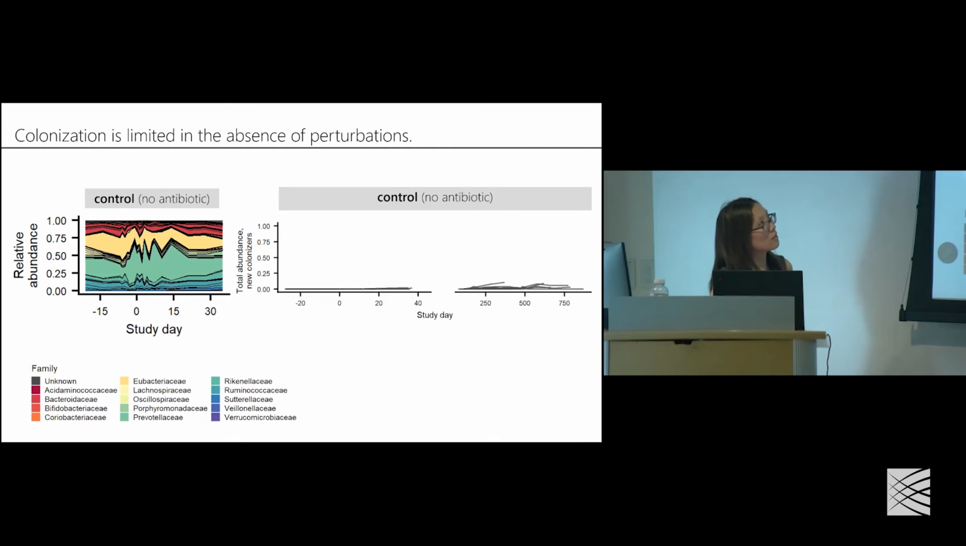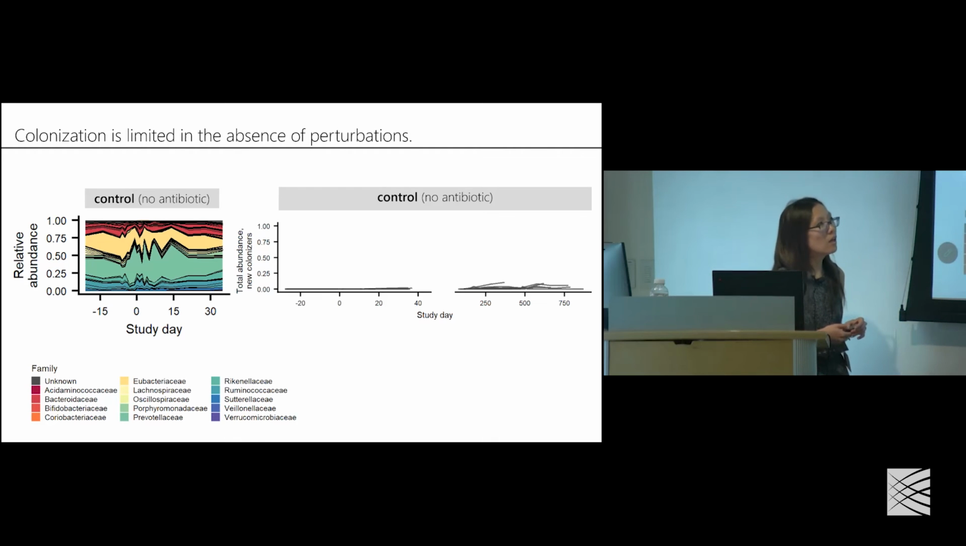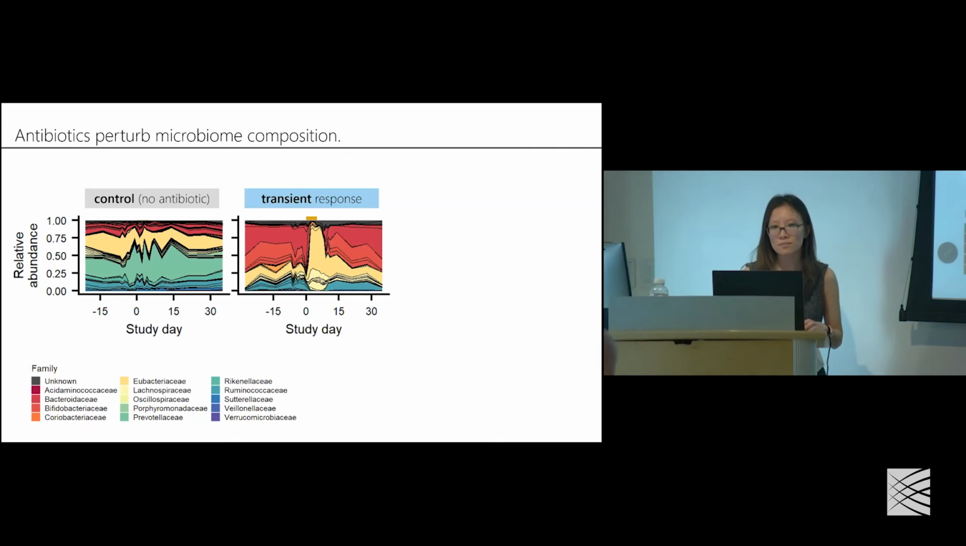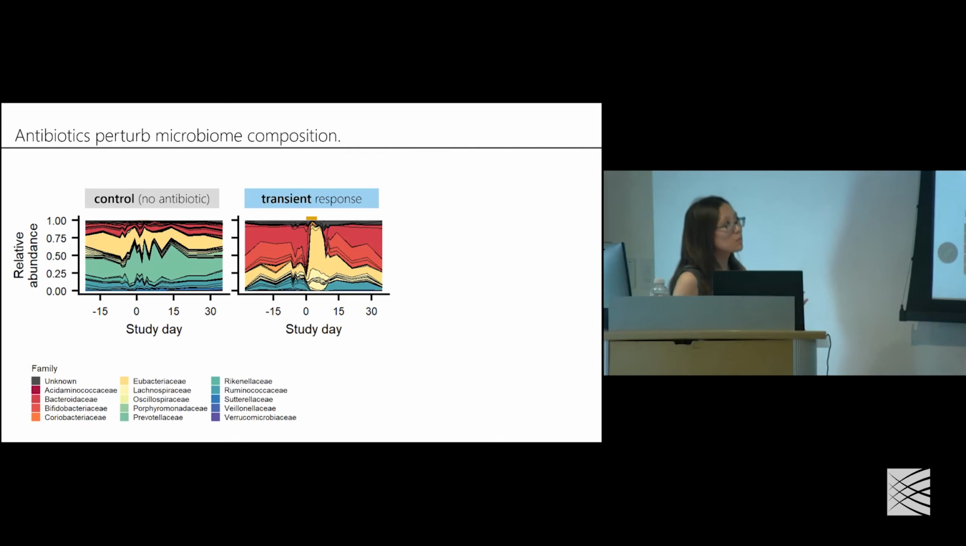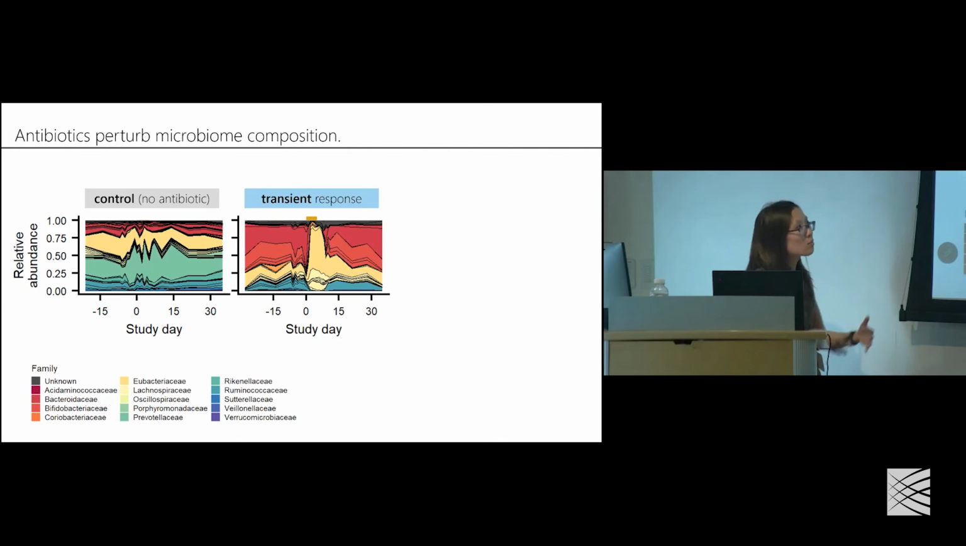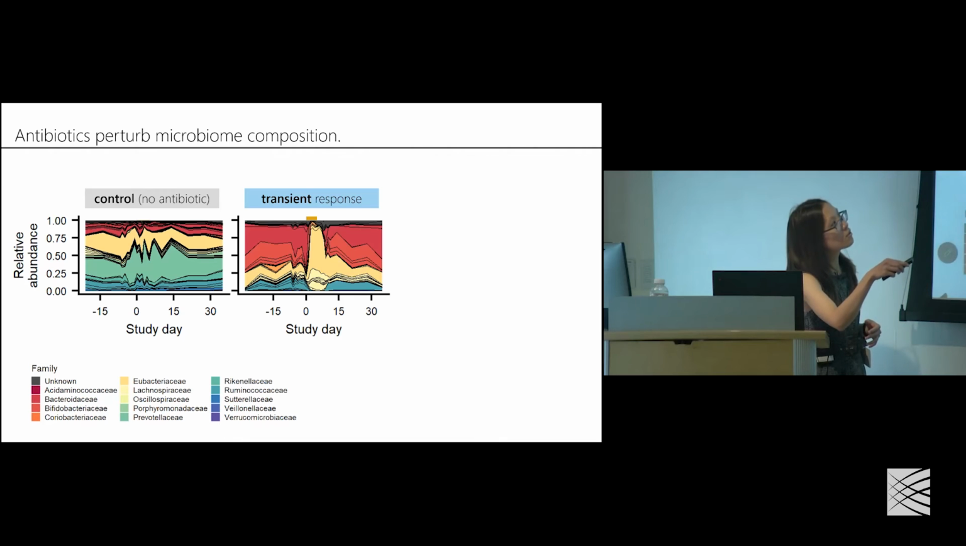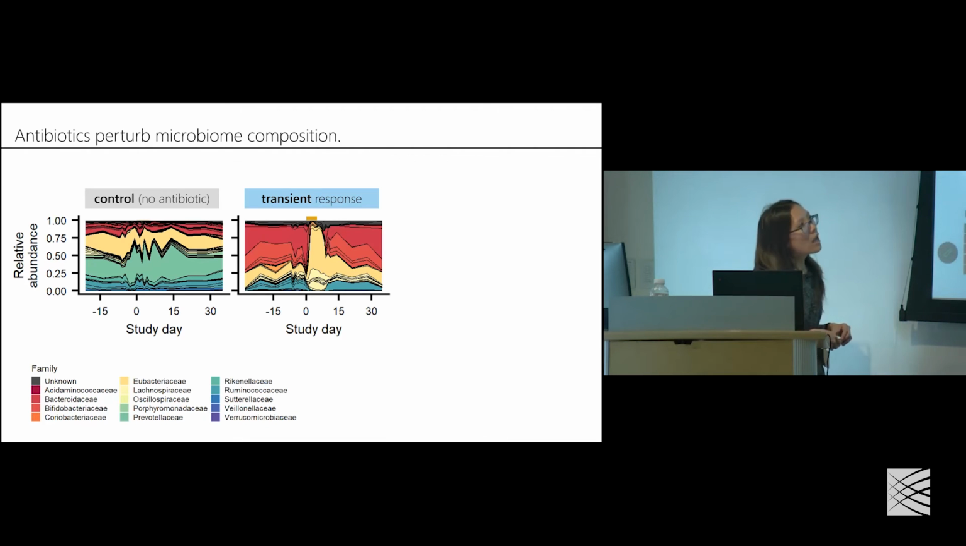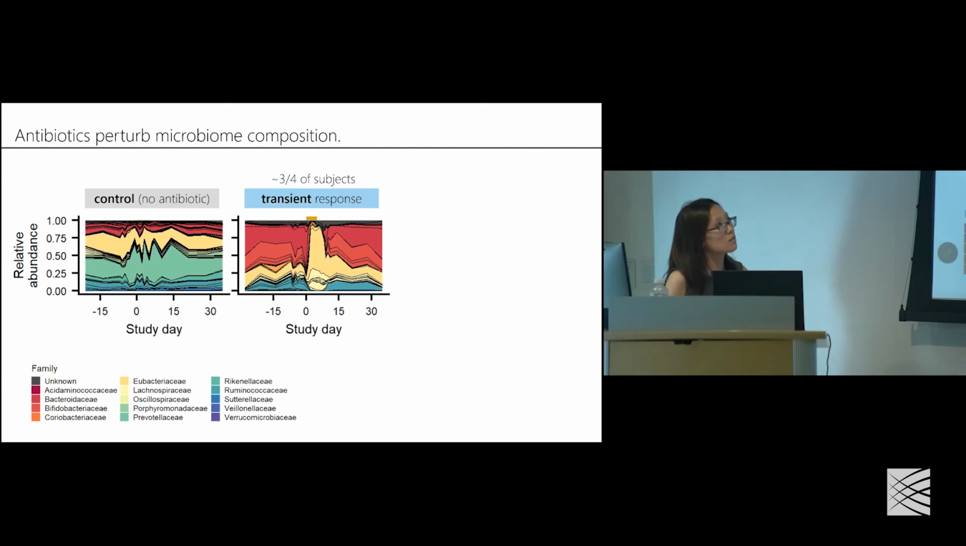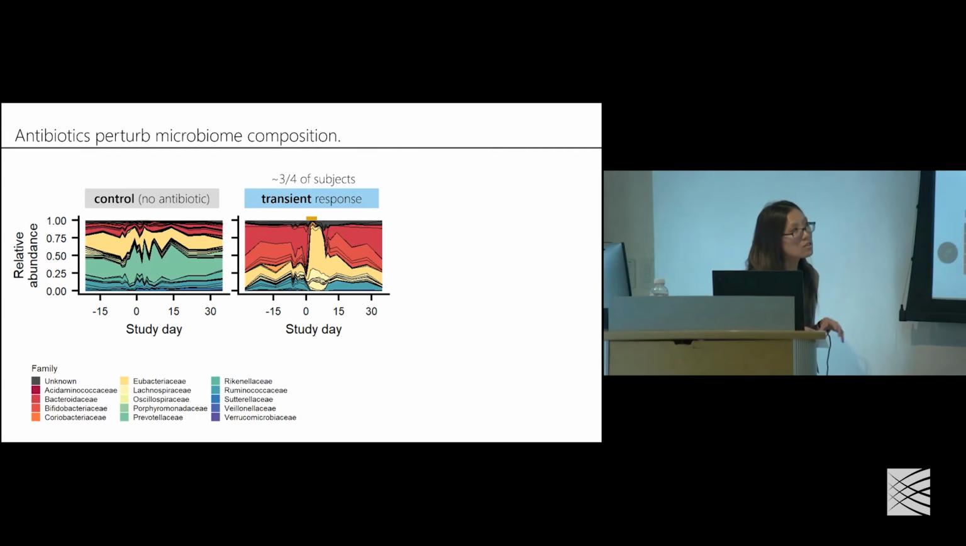All right, great. So overall, the main takeaway of this slide is that, as we expect, healthy adults show stable microbiomes and strong colonization resistance. So what happens when we give people an antibiotic? Well, we see this dramatic shift in microbiome composition, which you can see with the antibiotic here. About 3/4 of the subjects in our study had what we call a transient response, in which the microbiome shifted during antibiotics, but then returned to something closely resembling its prior state after the antibiotics ended.